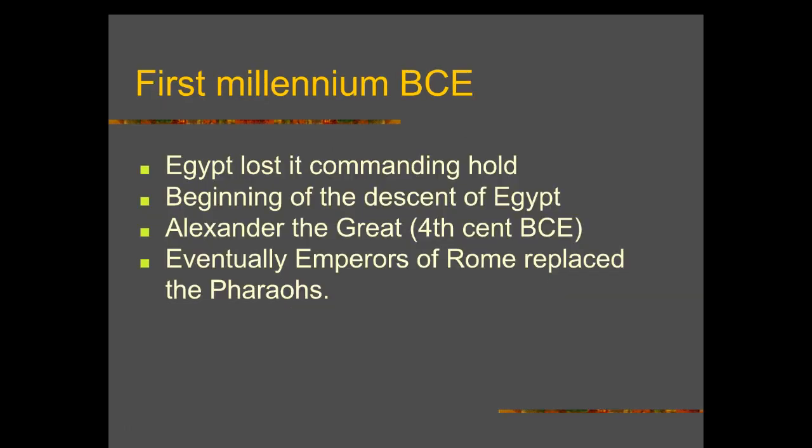So we're coming around to the first millennium BCE. Basically what happens here is Egypt lost its commanding hold. This was the beginning of the decline of Egypt. Alexander the Great, who was Greek, came around in the 4th century BCE and ended up sacking Egypt, and eventually the emperors of Rome replaced the pharaohs.